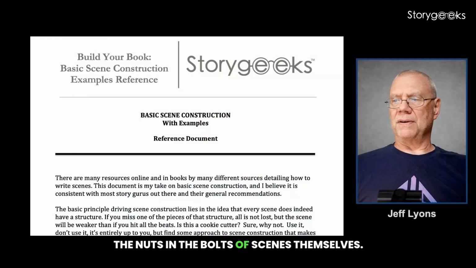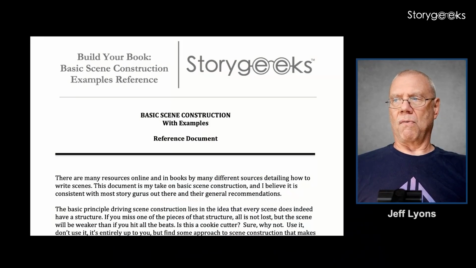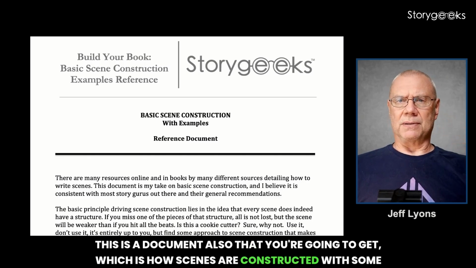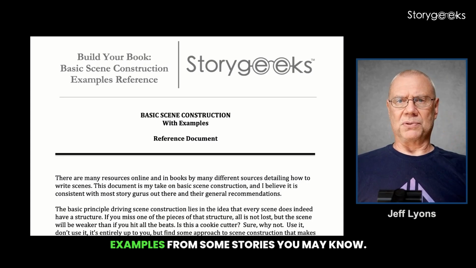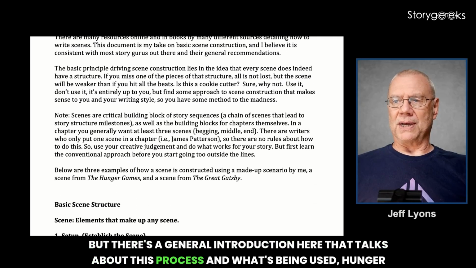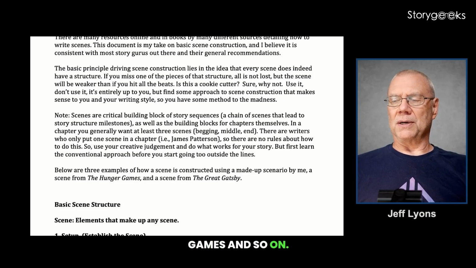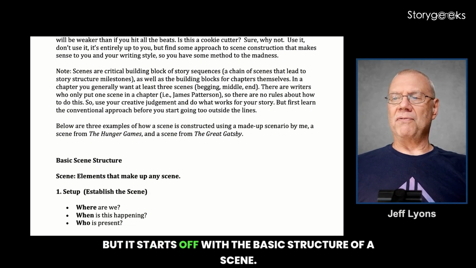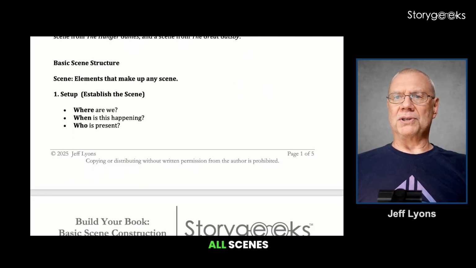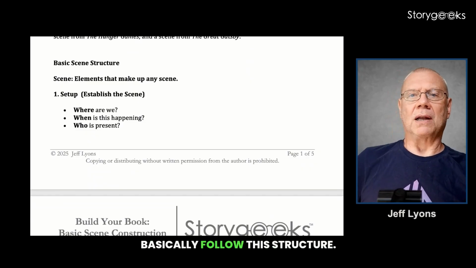Now let's look at the nuts and bolts of scenes themselves. Okay. This is a document also that you're going to get, which is how scenes are constructed, with some examples from some stories you may know. But there's a general introduction here that talks about this process and what's being used, Hunger Games and so on. But it starts off with the basic structure of a scene. All scenes basically follow this structure.